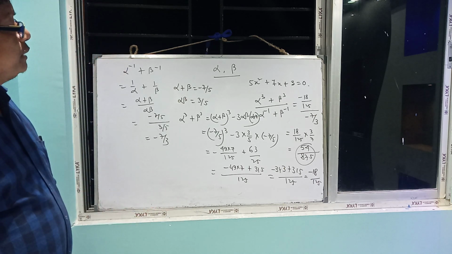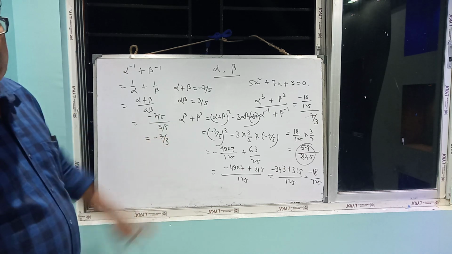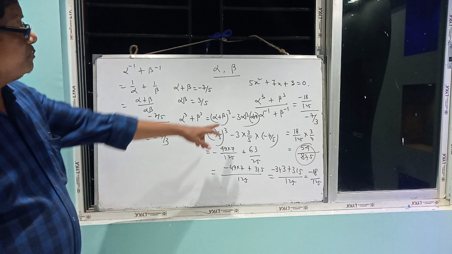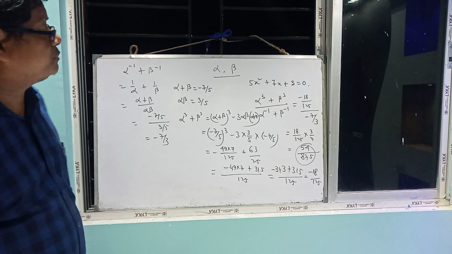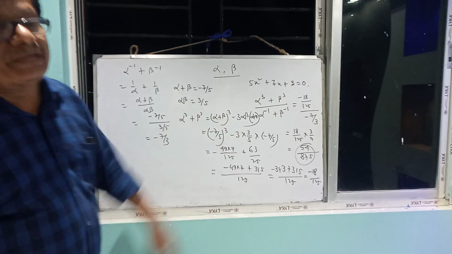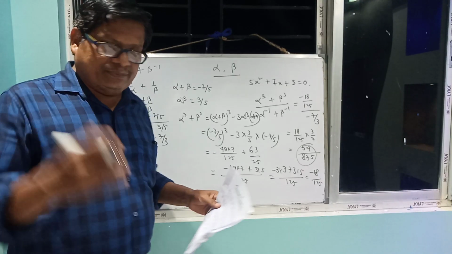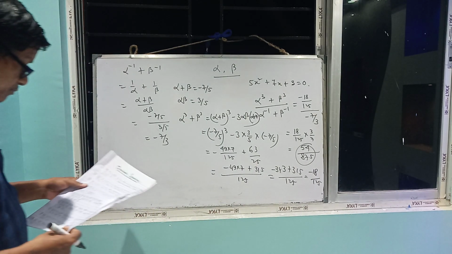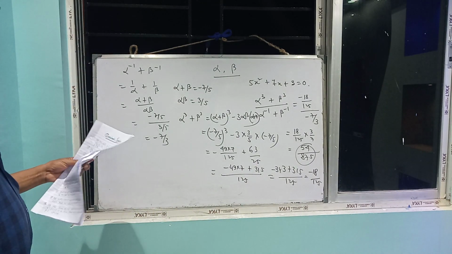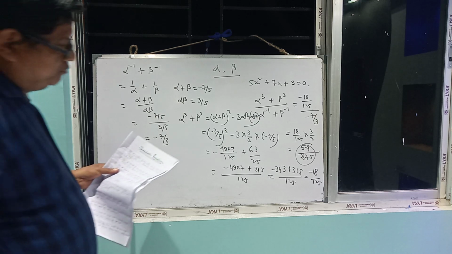The formula for alpha cube plus beta cube all of you know: alpha plus beta whole cube minus 3 alpha beta into alpha plus beta. Just simplify it. If there are any mistakes, you correct them, no problem. So this sum is there. Okay, next one.